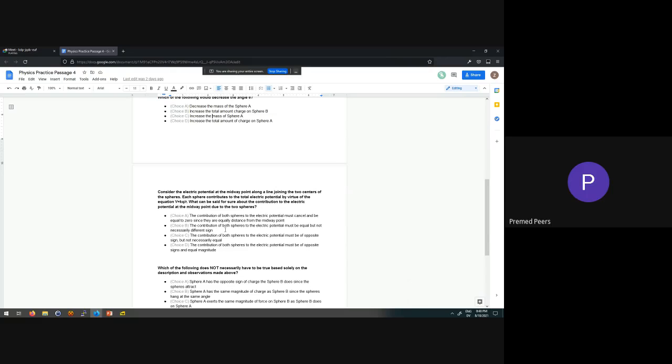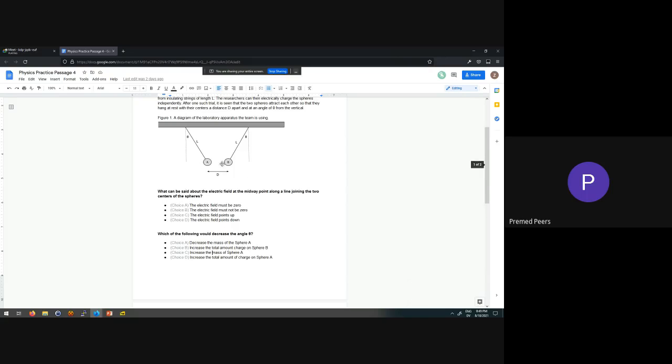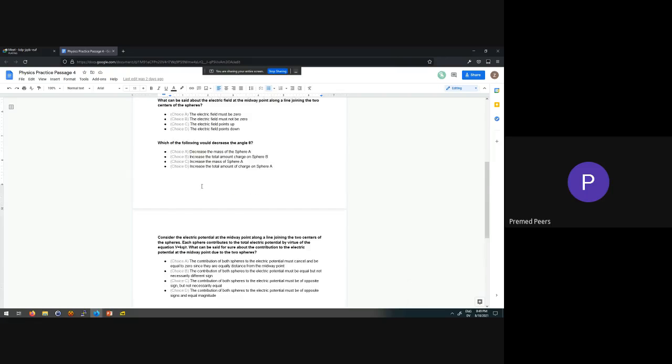The contribution of both spheres must be equal, but not necessarily a different sign. Well, no, we already said they don't have to be equal. The contribution must be of opposite sign, but not necessarily equal. Yes, because kQ, it's a scalar, remember. So the only thing that determines the sign of potential is the charge. So one's positive, one's negative.